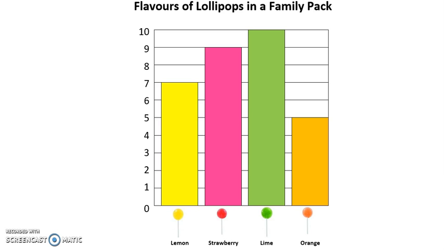Today we're going to look at the parts of a graph. We've got 5 parts. We've got the title, the vertical axis, the horizontal axis, labels on those axes, and data.